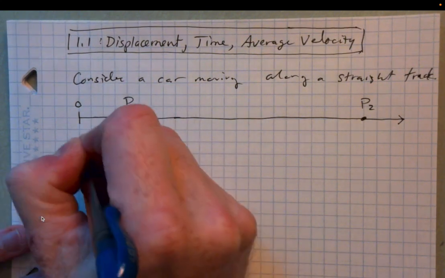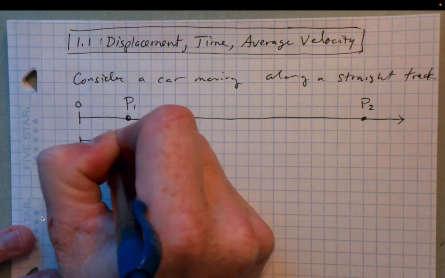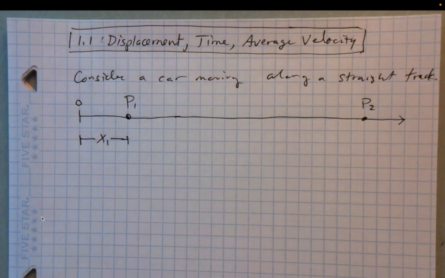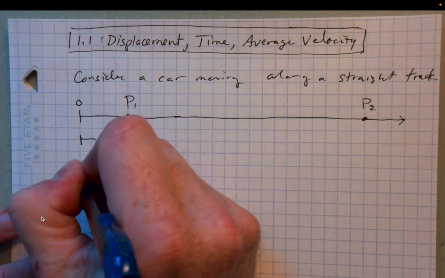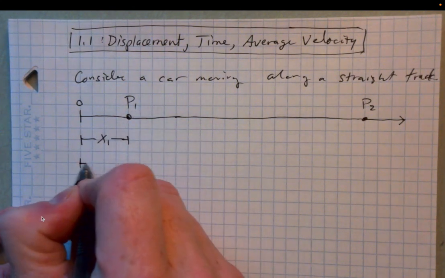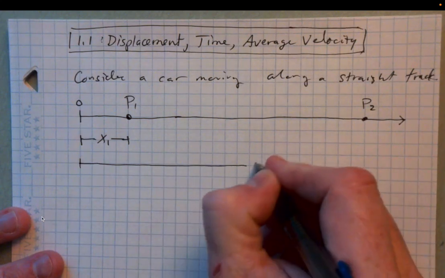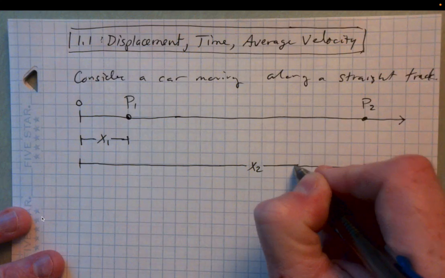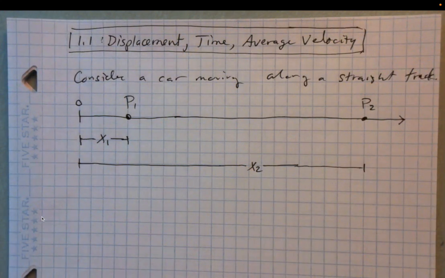So let's say point 1, we can label it x1. That's the distance from the origin to our starting point. And x2 is going to be the distance from the origin to our ending point, way out here. Okay, so that's x2.